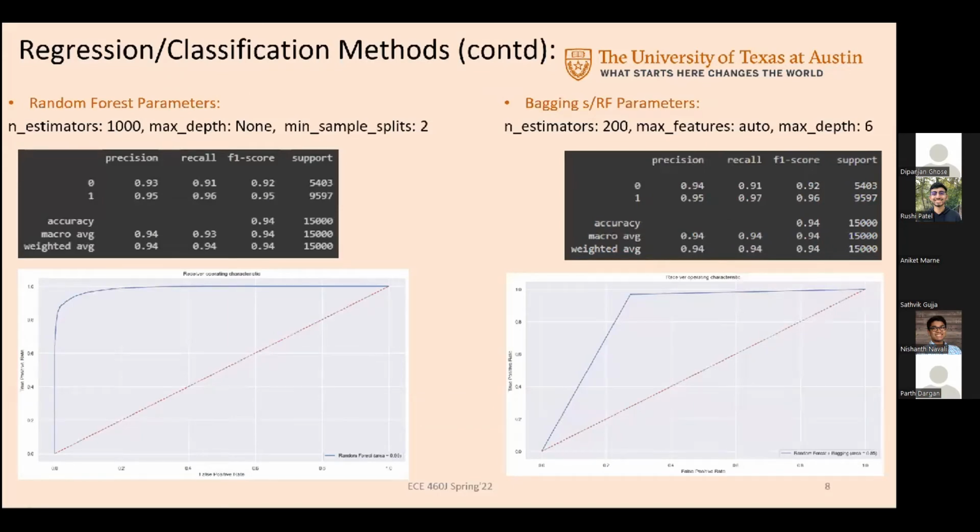So here you can see our random forest as well as our bagging. With random forest, we were able to come up with a further set of parameters with 1,000 n estimators, no max depth, and min sample splits of 2. You can see here that the precision and recall scores are significantly higher, along with a higher F1 score, ranging around 94%, along with a much better ROC curve. And then with the bagging model, we used 200 estimators, auto for max features, and a max depth of 6. And we were also able to achieve precision, recall, and F1 scores of about 94.